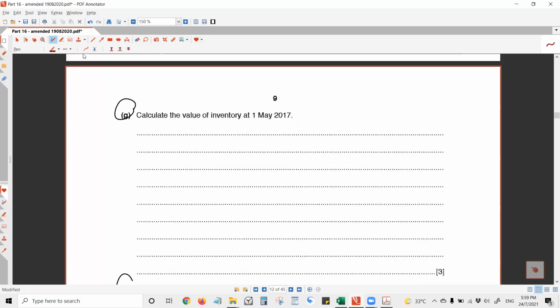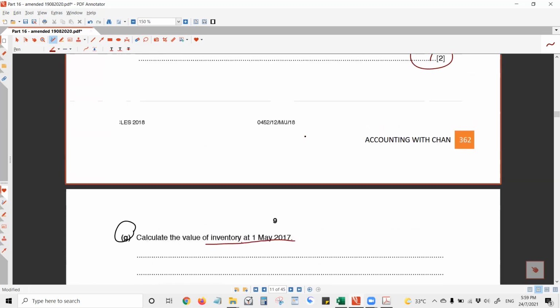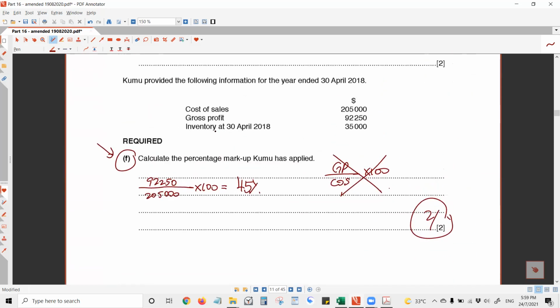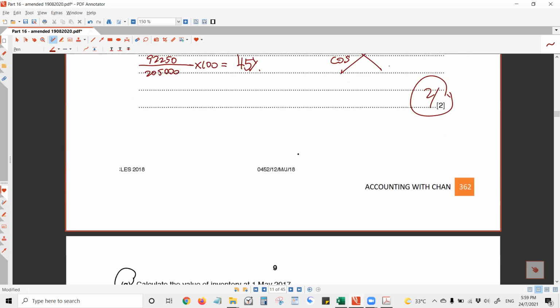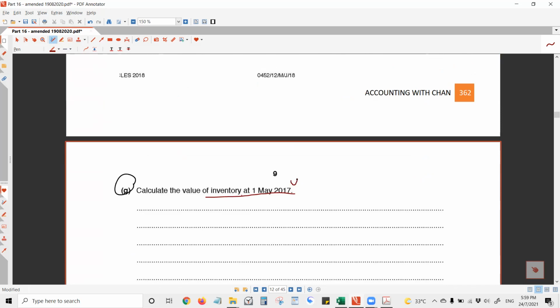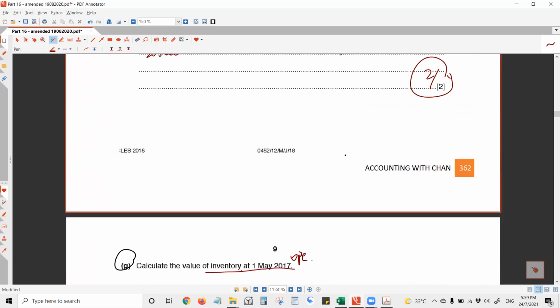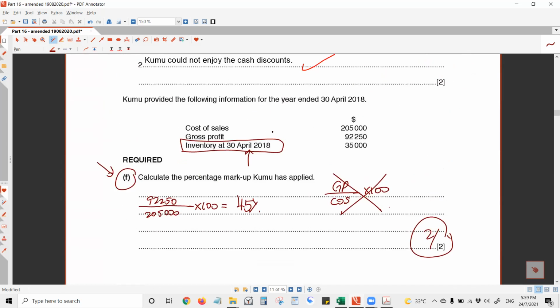Firstly, we look at what inventory we are trying to look for. Inventory at 1st May 2017. So I think this is opening inventory, because if you see the previous page, inventory at 30th April 2018, between these 2 days, there are 12 months, right? That means they are asking us to find the opening inventory. So you have been given cost of sales, and cost of sales is in the income statement.